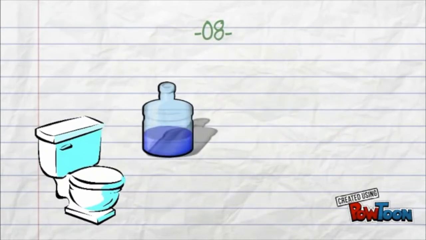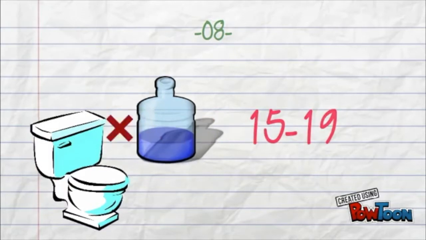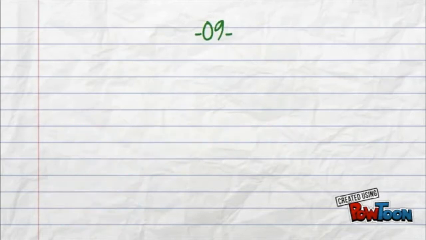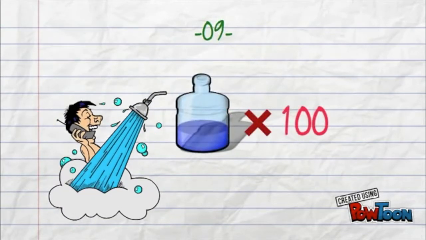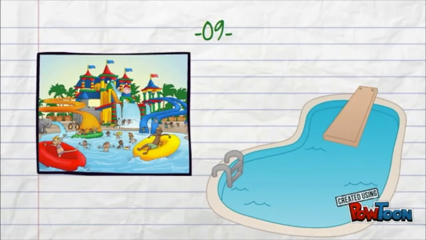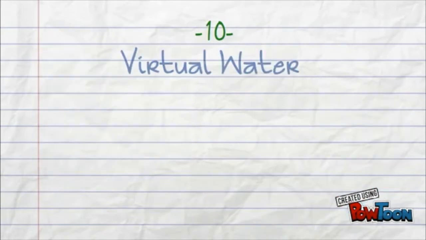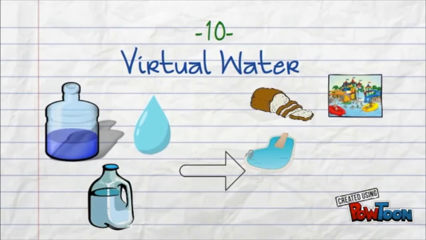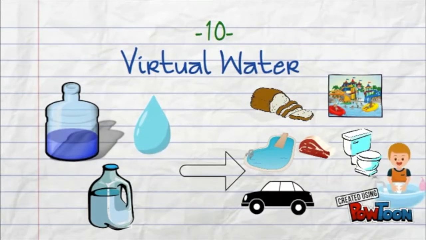Flushing the toilet uses 15 to 19 liters of water, and washing your hands after, 8 liters of water. Even a 5-minute shower uses 100 liters. All this, plus pools in our houses and water parks. It's unimaginable the amount of water we use. These types of water used is referred to as virtual water. Virtual water is closely related to water footprint. It refers to the water consumed during the production of goods and services.